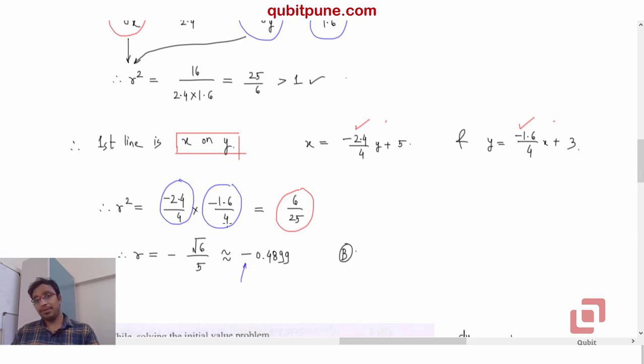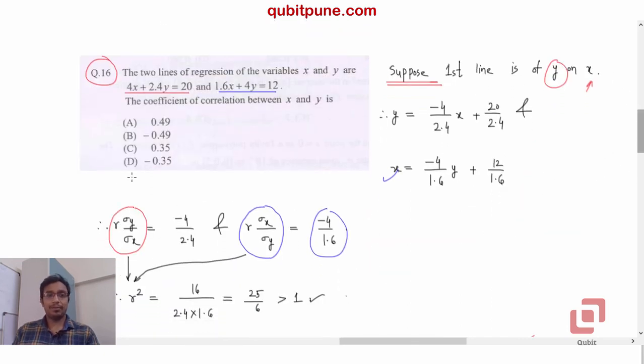So we have to take the negative square root here because both regression coefficients are negative. So that gives us the value of r to be negative 0.4899 or negative 0.49. That is option B.